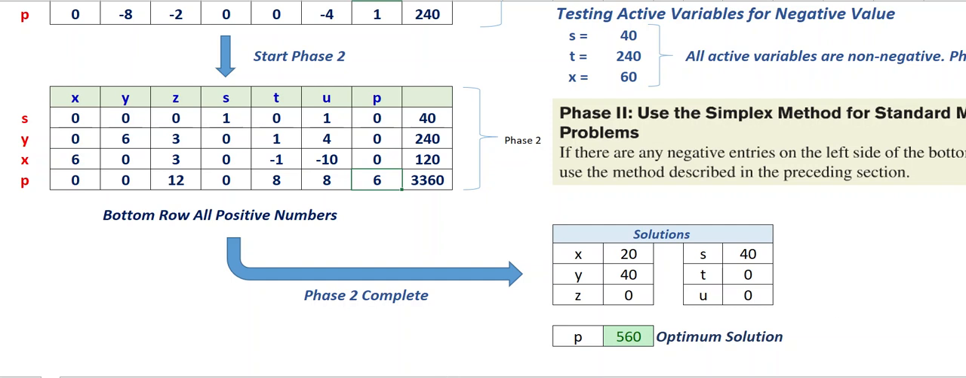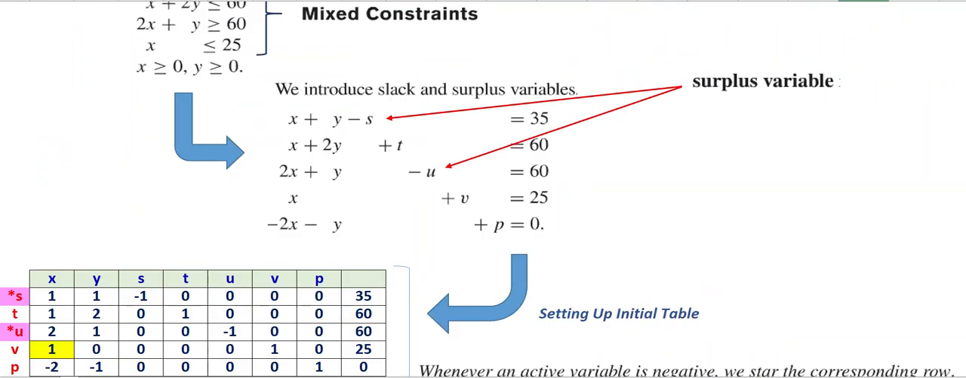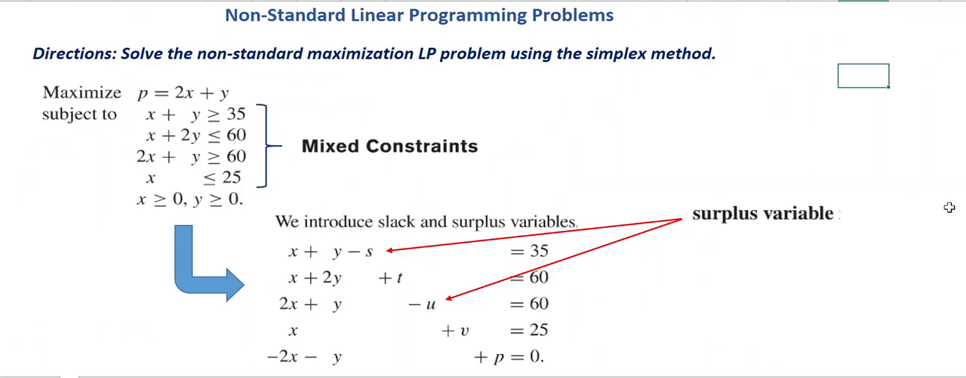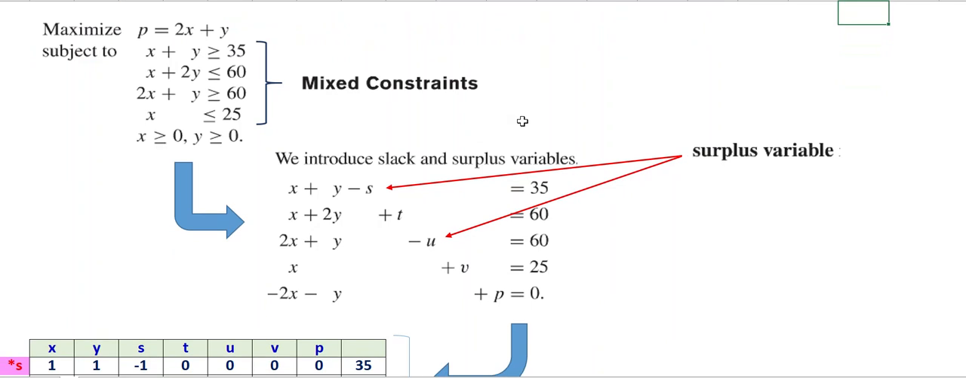So I'm going to go to example 2. We're asked to maximize, but we notice that we have mixed constraints. We have a greater than or equal to, a less than or equal to, a greater than or equal to, a less than or equal to. So this is a non-standard maximization problem. First step, create our equations.